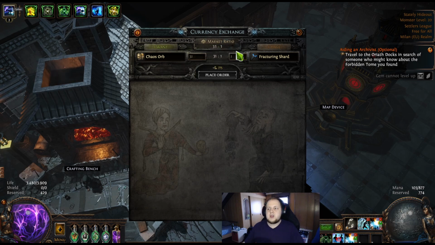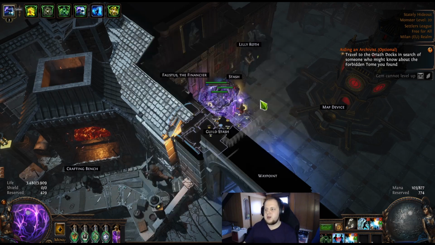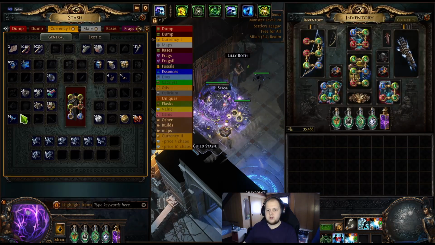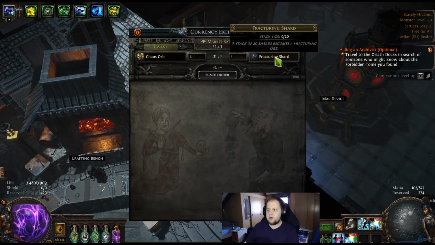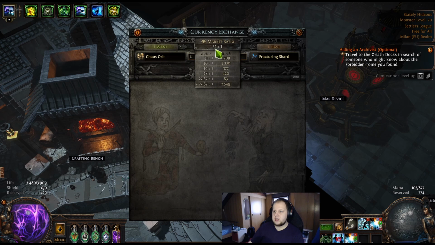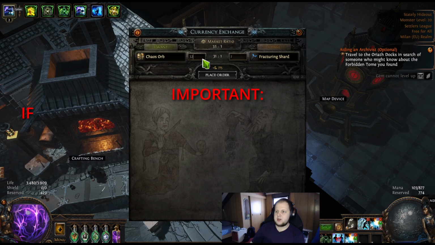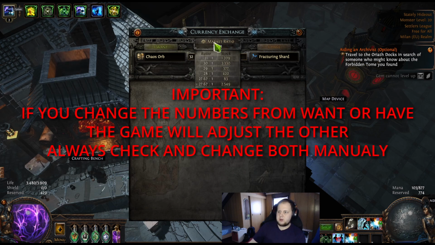So what we can do now is, if we have our own fracturing shards, so let's take these fracturing shards out, and we want to get rid of them, we don't need to fulfill somebody's demand for 31 chaos. I want my fracturing shard to be worth 32 chaos, because I can see here that there is a lot of demand for 31 chaos. Now, of course, this means that I'm not going to immediately get my trade.